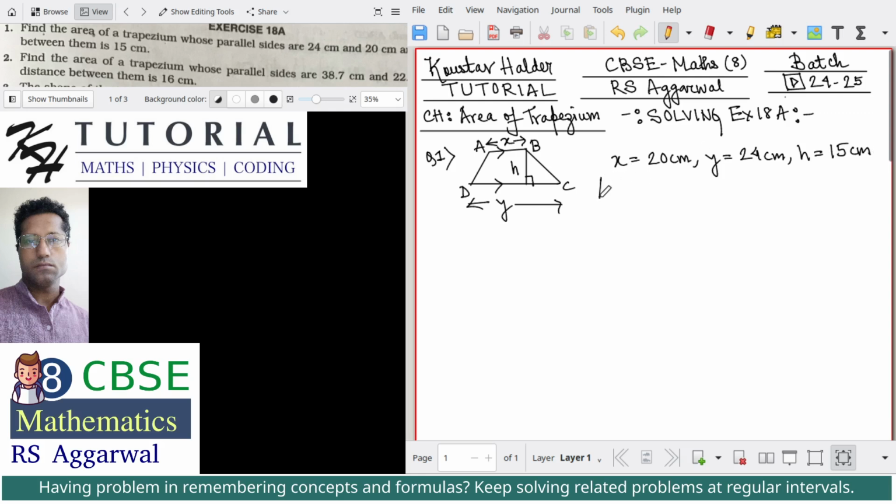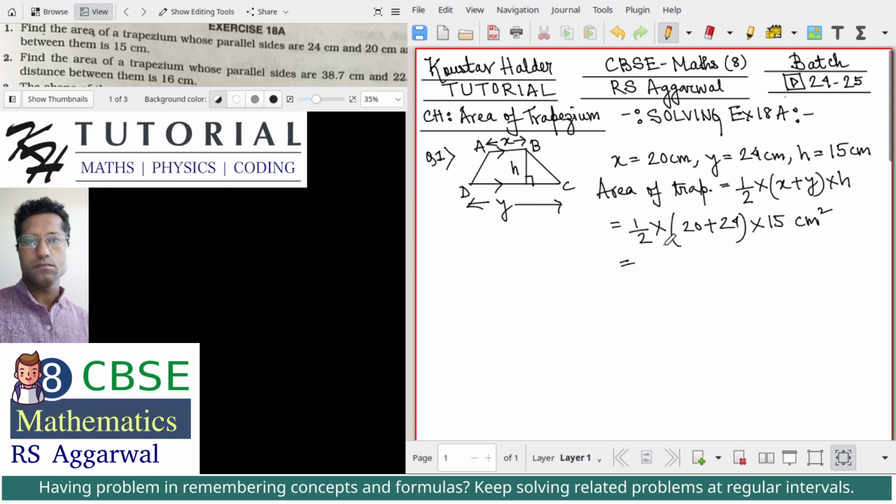So area of trapezium, as we know, the fundamental formula is half multiplied by the sum of the parallel sides multiplied by the height. So this will be half times (x plus y), which is 20 plus 24, multiplied by height, which is 15. Since the lengths are all given in centimeter, the area will be centimeter square.